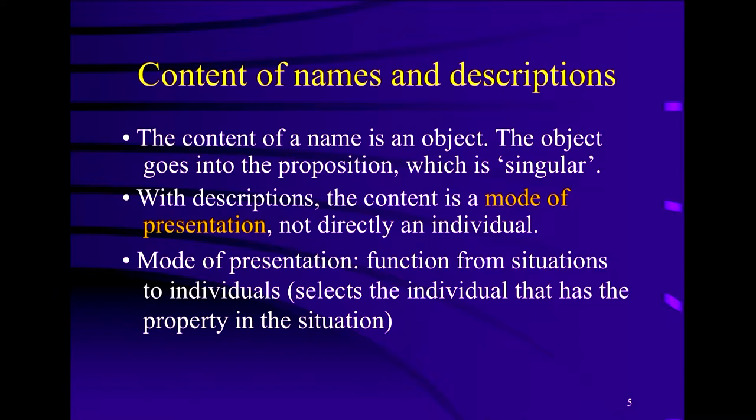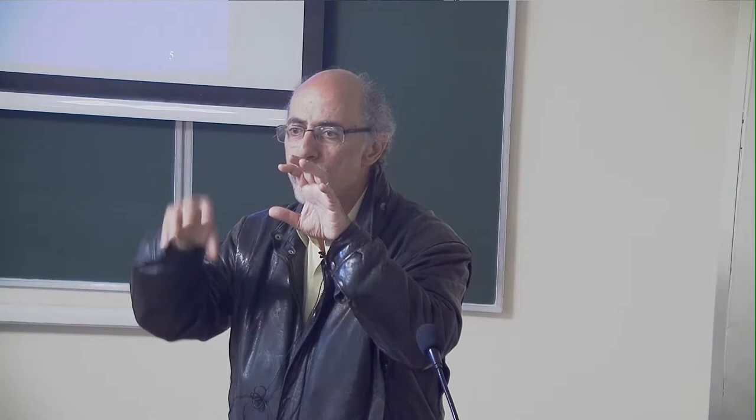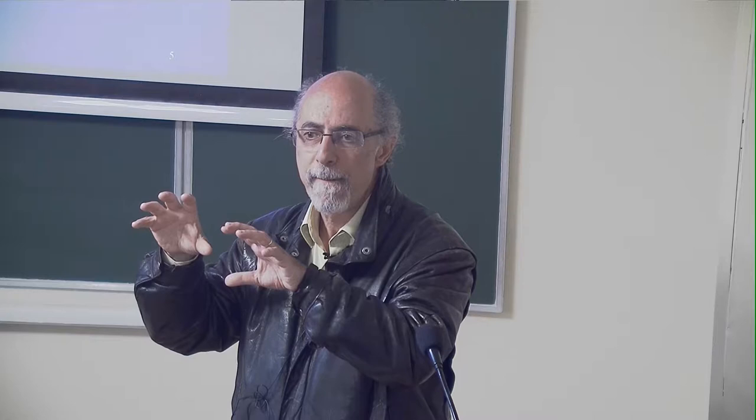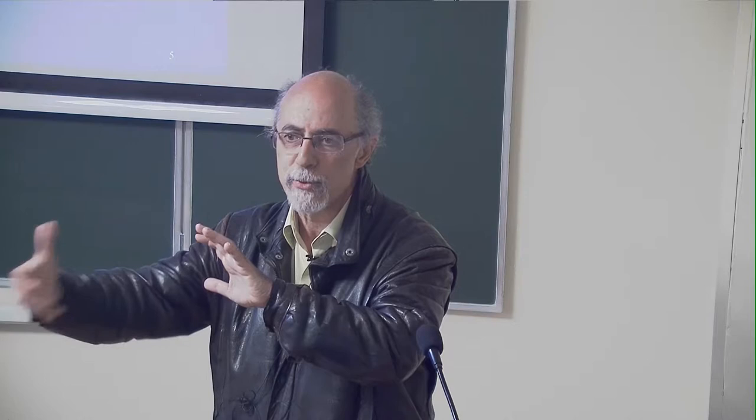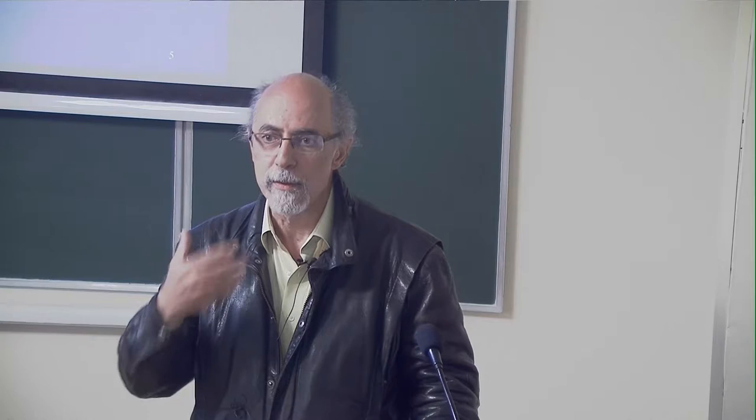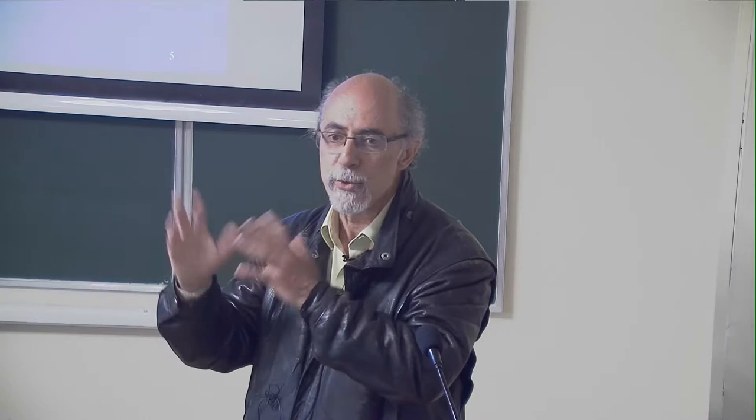But for descriptions, the content of the description, its semantic contribution, is not directly an object. It's the condition that I talked about, a certain mode of presentation. And the object itself only comes into the picture because it is the object that actually satisfies the condition or fits the mode of presentation. So the idea is that when you use a name, that immediately introduces an object into the content, the object that you're talking about, Trump, for example. When you use a definite description, what goes into the content is a certain condition, a descriptive condition, or mode of presentation. And that determines an object, which is the object that satisfies the description. And that may be called the referent in some weak sense. But that's not directly a constituent of the content. And for example, it's possible to understand the sentence with a definite description, even if you don't identify the object that satisfies the description.